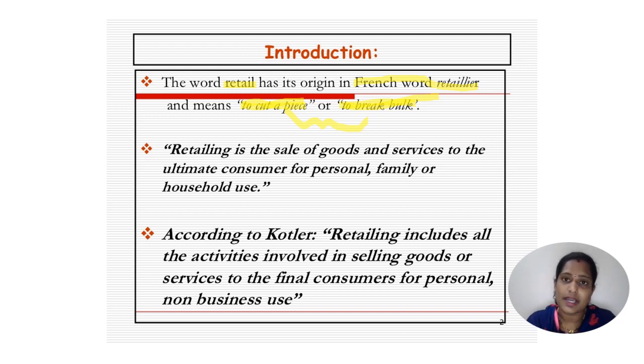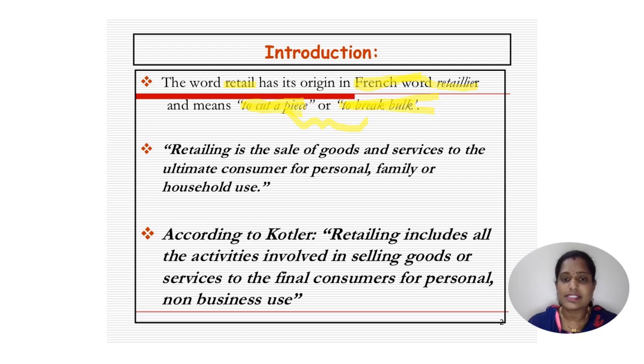Why is this being done? Because we are not targeting only one type of consumer. We have different types of consumers with different income levels and different requirements. We have a consumer who purchases 1 kg, one who purchases half kg, and at the same time one who purchases 5 kgs. So for the convenience of the consumer, the retailer works this way. So retail is derived from the French word retailer, which means to cut a piece, to break the bulk.